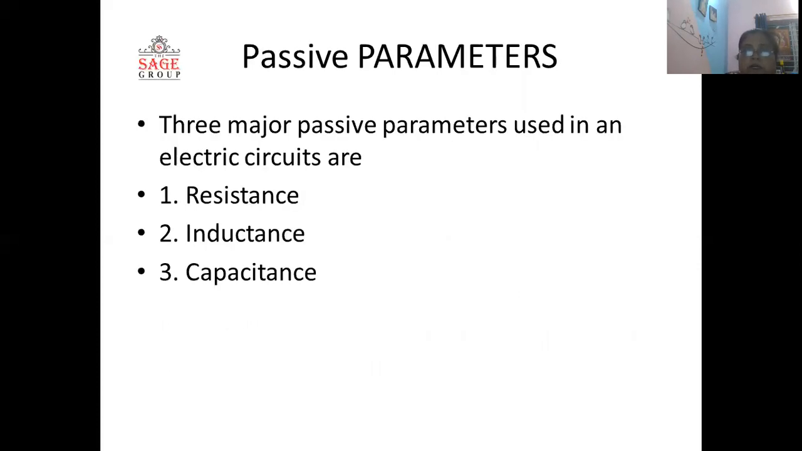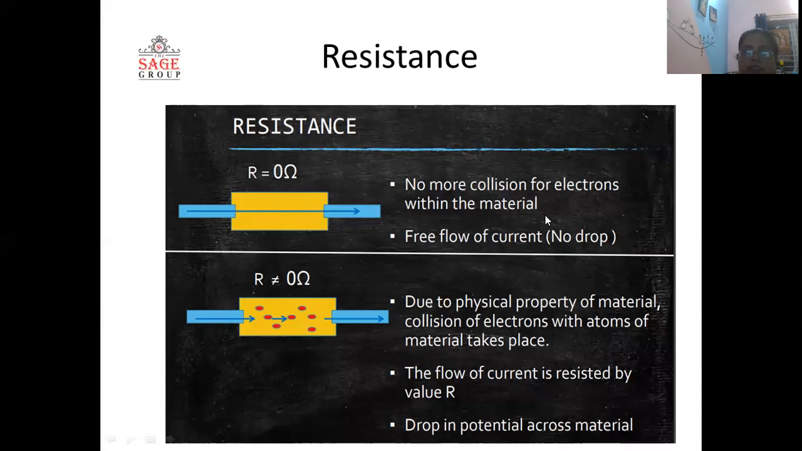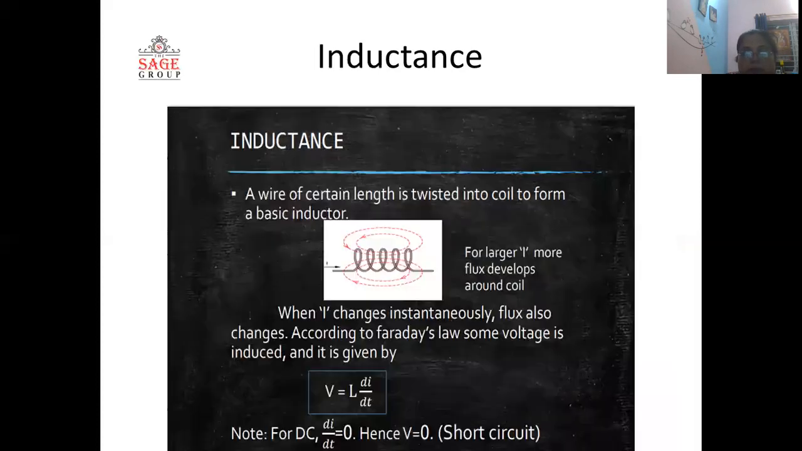The different passive parameters. There are three major passive parameters used in electrical circuits: resistor, inductor, and capacitor. Resistance, which we know follows Ohm's law, and due to the physical property of the material, collision of electrons with atoms of the material takes place. The flow of current is resisted by value R, where V is directly proportional to I, and this proportionality sign is replaced by a resistance R, that is known as the resistance.